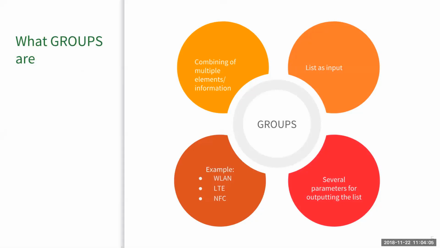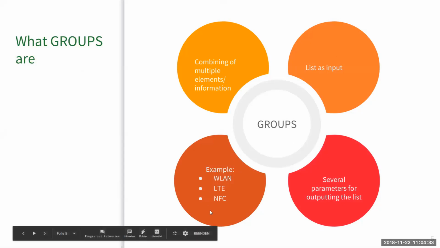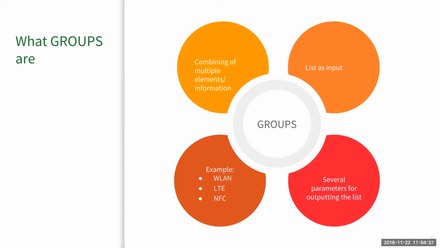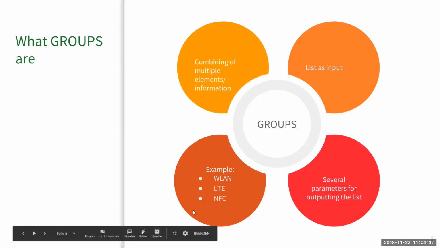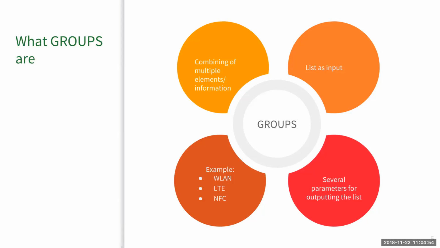The most characteristic detail is that it always takes a list as input. With groups, we can combine multiple elements, different information, into one node, one variable, where we can output it as a list, or for example, as you can see here, as a bullet list. There are several parameters for how to output the list, for example bullets or inline, and there are some things that you have to consider when creating groups.